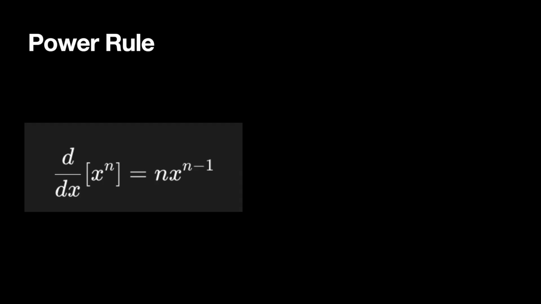Now, the limit definition can get quite cumbersome to use, so you can use the power rule to make differentiation a lot faster. However, n must be a real number and not a variable.